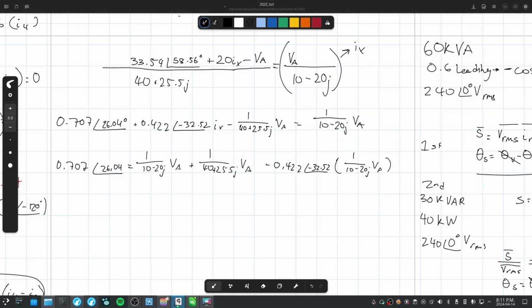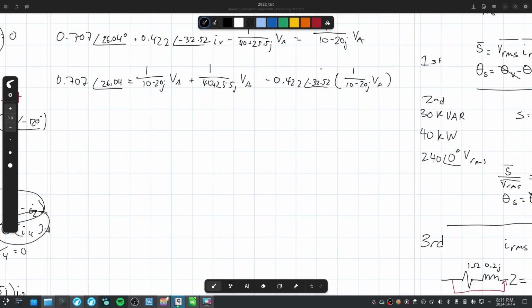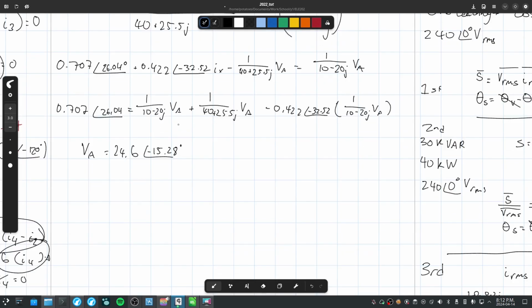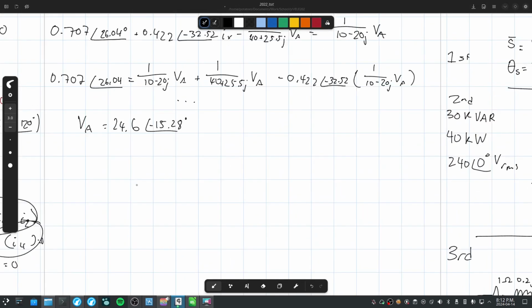And again, after this it's just algebra. I'm just going to skip all the steps. You know how it is. You collect, you divide. VA is equal to 24.6 with a phasor of negative 15.28 degrees. Carrying a lot of heavy lifting there. So, yeah, it's like minus 2 on the exam. Honestly, not that bad.